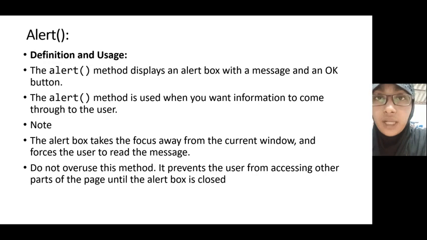Now we discuss the alert. Definition and usage: the alert method displays an alert box with a message and an OK button. The alert method is used when you want information to come through to the user. An important point to note is that the alert box takes the focus away from the current window and forces the user to read the message. Do not overuse this method. It prevents the user from accessing other parts of the page until the alert box is closed.